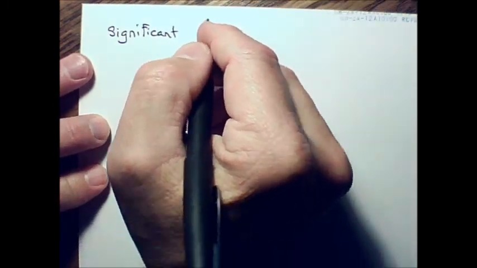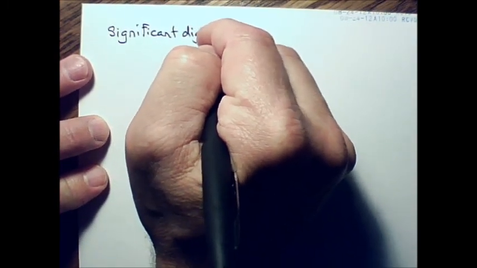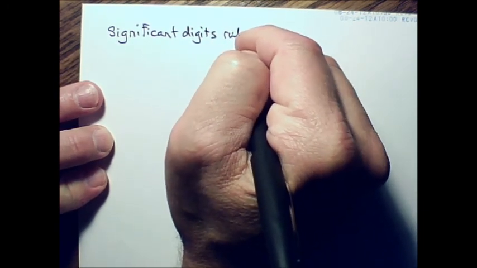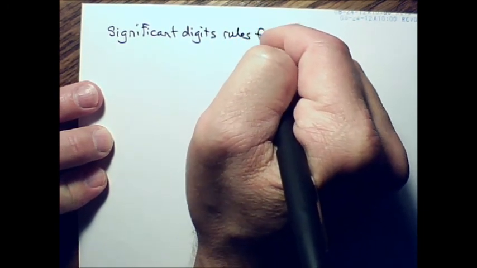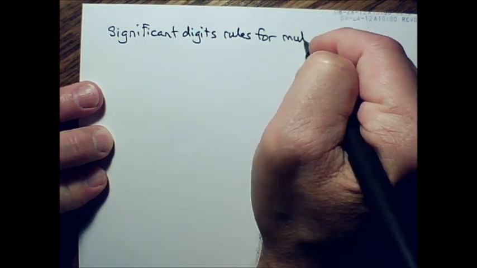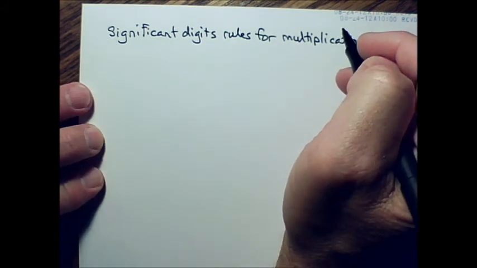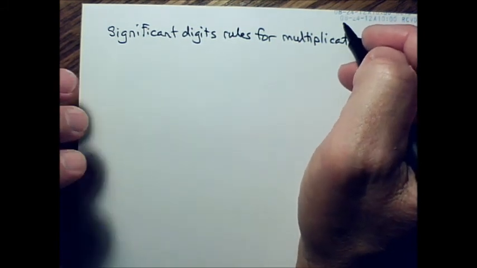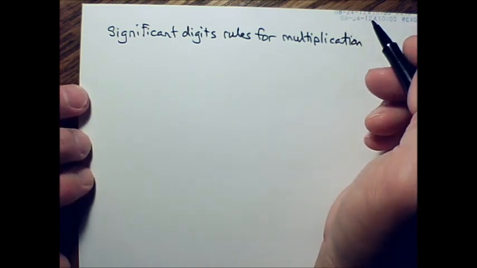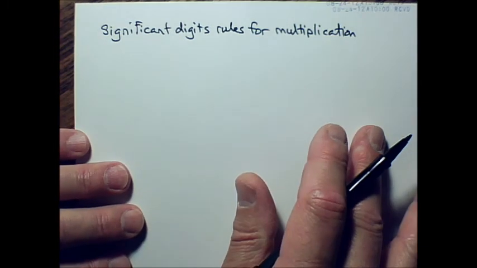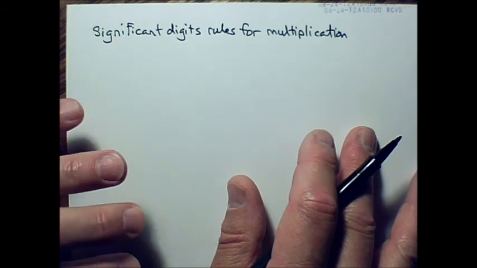All right, so we're doing significant digits rules for multiplication and division. You can do your notes any way you want to. I would recommend that you do your notes in pencil, because if you make mistakes, in fact, there are occasionally things I even want you to erase.